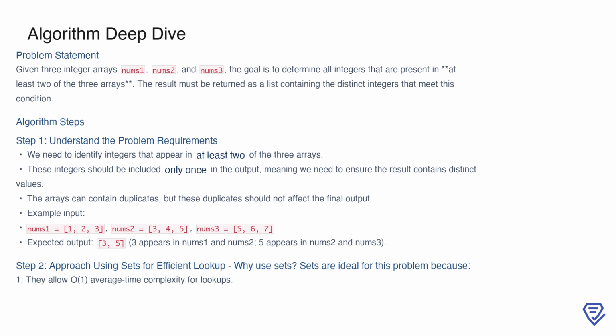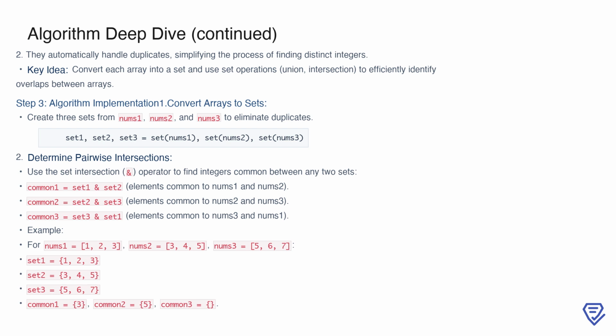To solve this efficiently, we'll use sets, as they allow fast lookups and automatically handle duplicates, making it easier to determine which integers meet the criteria. Using sets simplifies this problem significantly. First, sets handle duplicates for us, so we don't need to worry about manually filtering out repeated elements within an array. Second, set operations like union and intersection allow us to easily identify overlaps between arrays. To begin, we convert each array into a set to eliminate duplicates. For example, nums1 becomes set 1, nums2 becomes set 2, and nums3 becomes set 3.